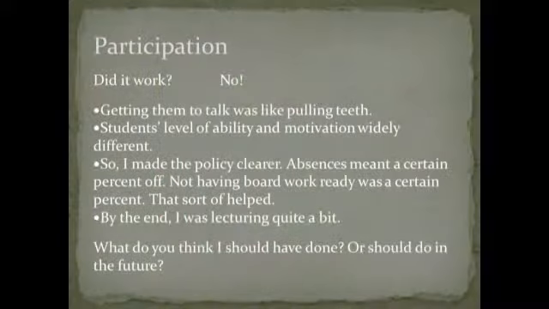So I may save this for the question portion at the end of the talk, what would you recommend for me to do for participation? Because obviously I still don't have a perfect system in terms of participation. I still feel like I should grade participation in some way to motivate the students to do it in class, but I have not figured out the best way.